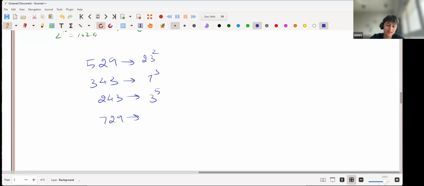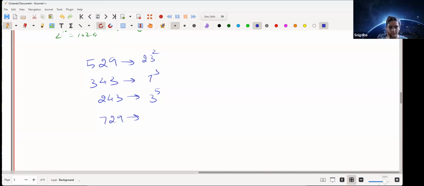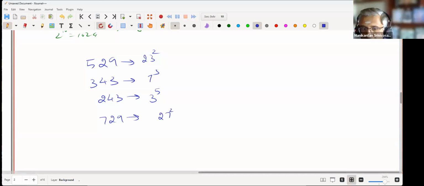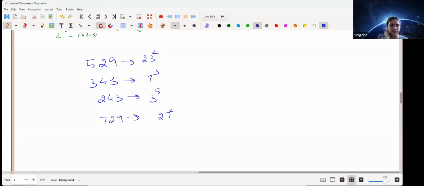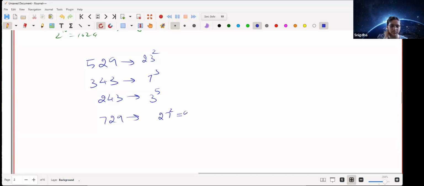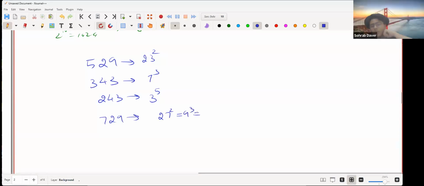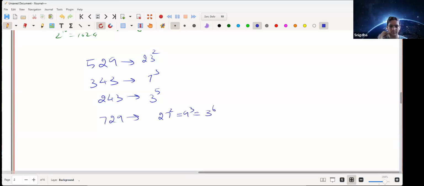Neve, what is 729? Okay, Saurabh, what is 729? 27 square. Okay. Snigdha, anything else? 729? So it's 9 cube. 9 cube, yeah. Anything else? 3 to the power 6. Yeah, it's 3 power 6 as well.